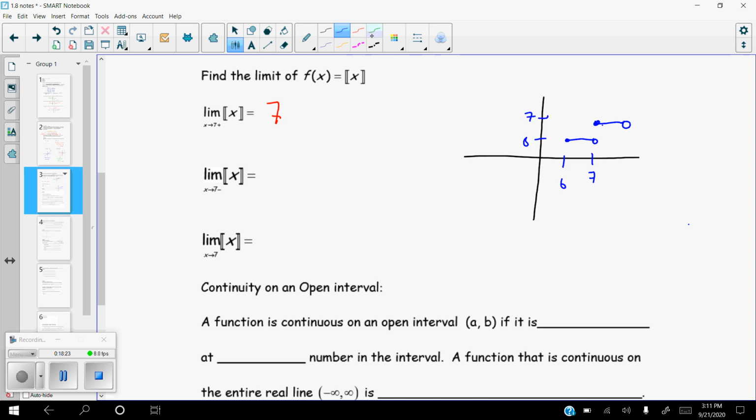So as you approach 7 from the right, you're coming from this side. And then as you approach 7 from the left, you're coming from this side. As we approach 7 from the left, you're going to have values which approach 6. As you approach 7 from the right, the values approach 7. So what then would be the limit as x approaches 7? Well, those two things are different from either side, so this does not exist due to differing behavior.